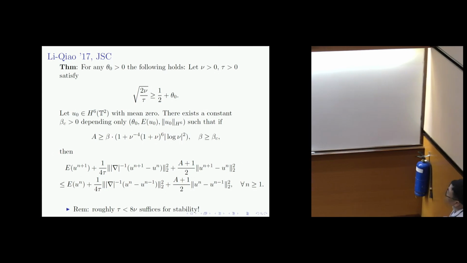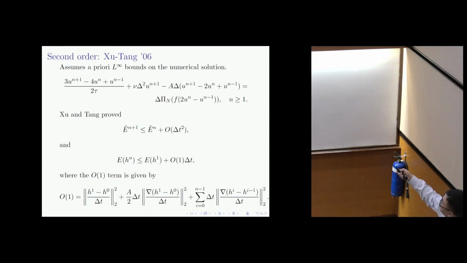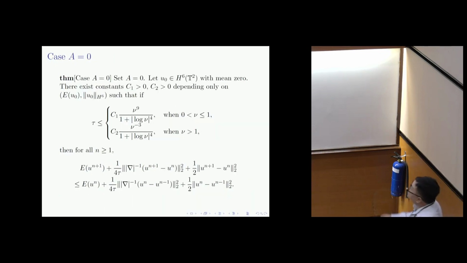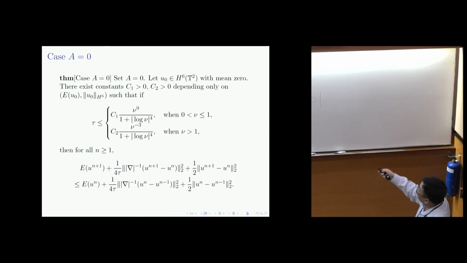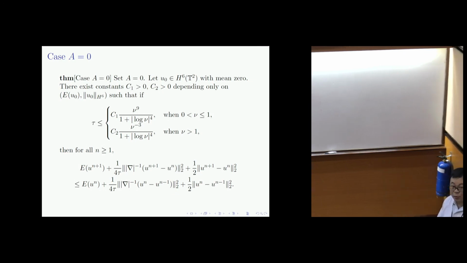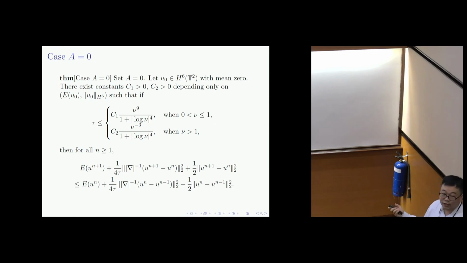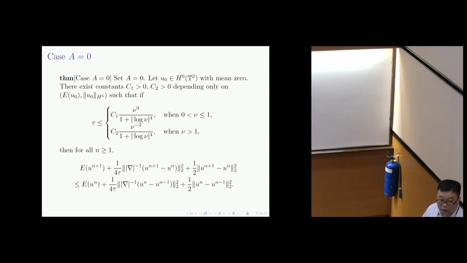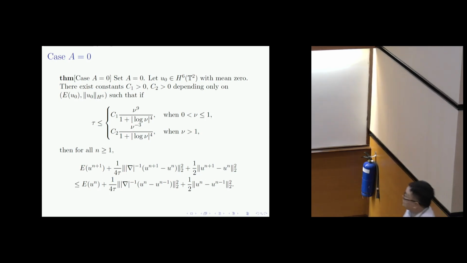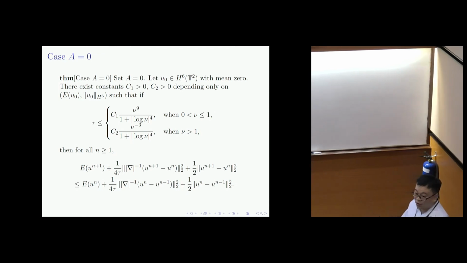Now if we don't add the stabilization, if A equals 0, that's a BDF scheme. Then we also have a result when the time step is quite small. Nu is the regime we want to consider for the phase field equations: nu is less than 1, quite a small constant. When tau depends on nu with power 9, that's a very small constant, and we have this energy stability. That's why we need the stabilization term when we design energy stable schemes. We can use a larger time step to do the simulation.